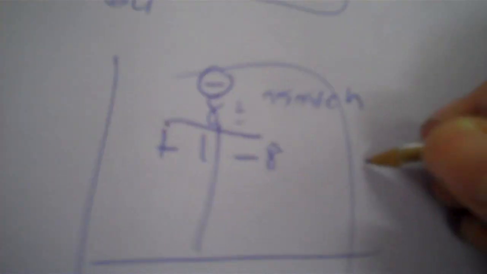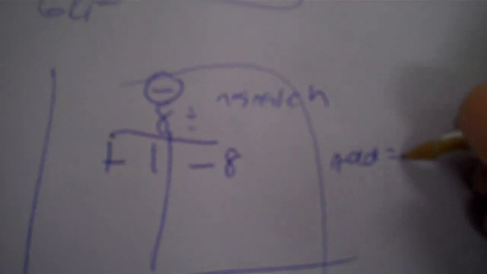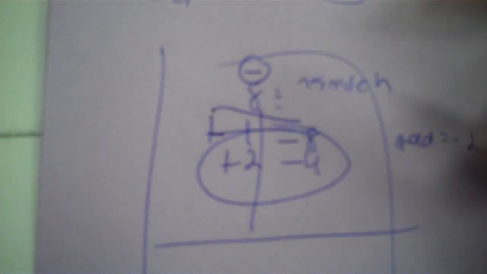1's a GCF. 1 times negative 8 is negative 8. So it's a mismatch. Positive negative. 1, 8. It's got to add to negative 2. 8 divided by 2 is 4. That adds to negative 2.